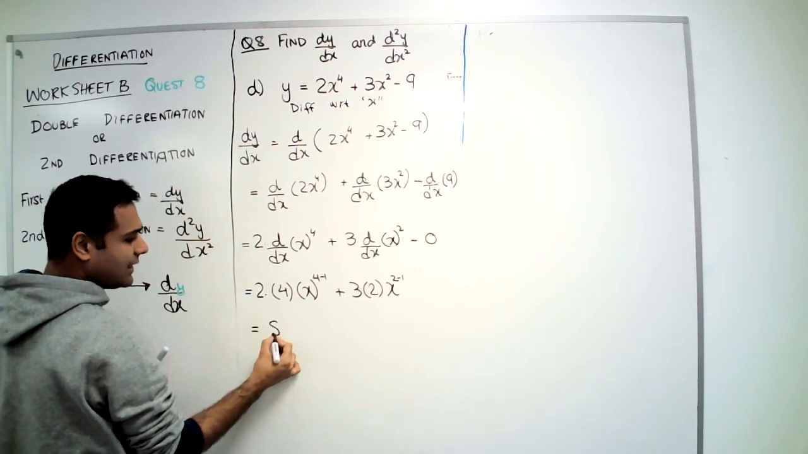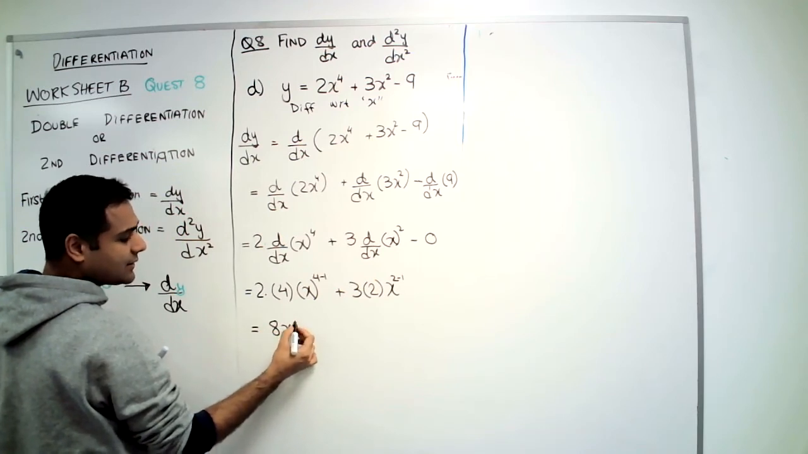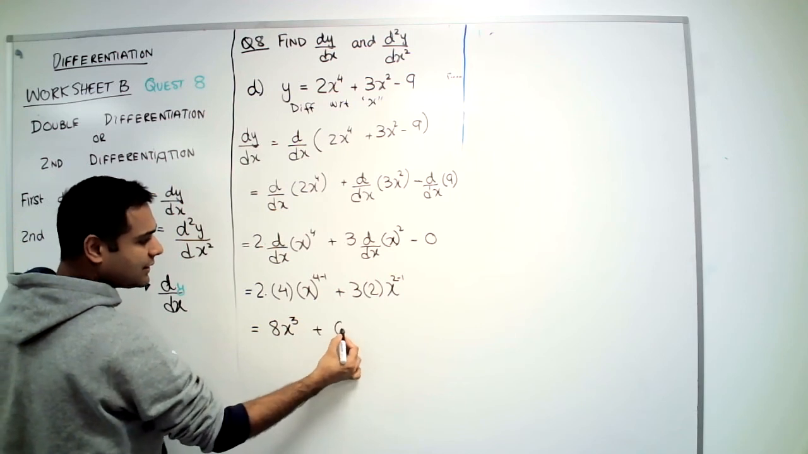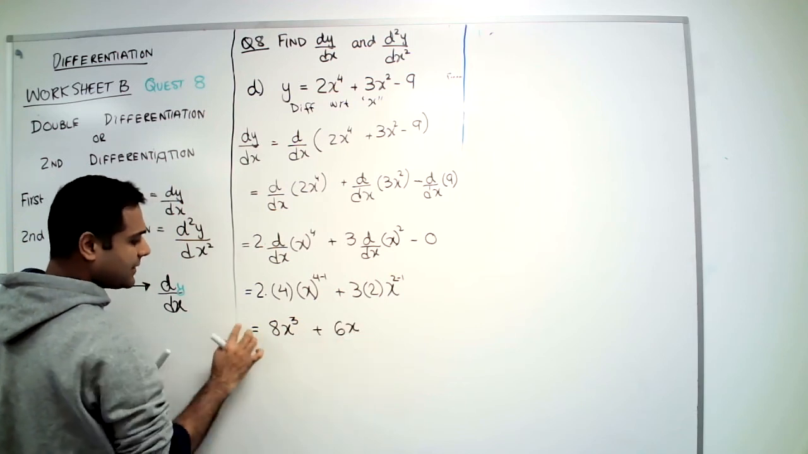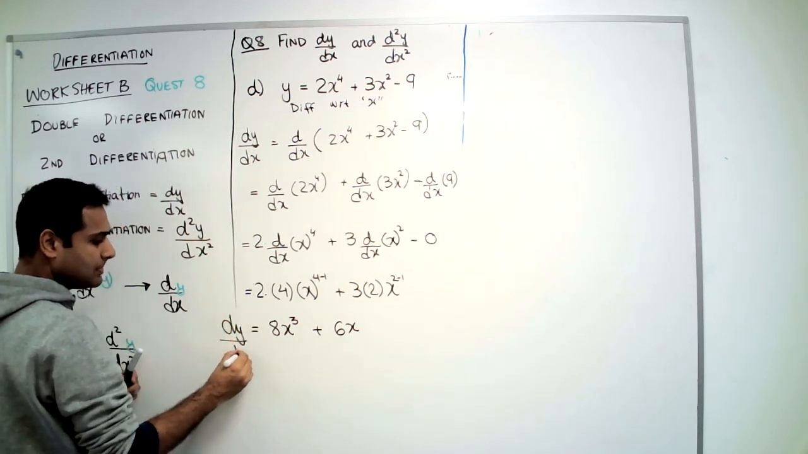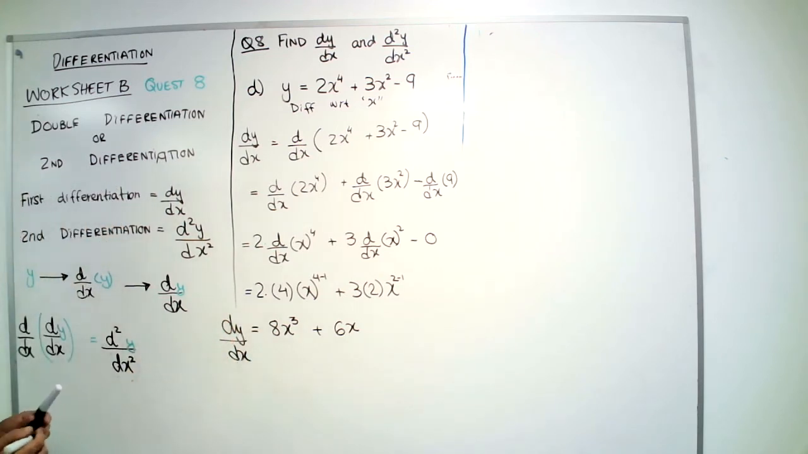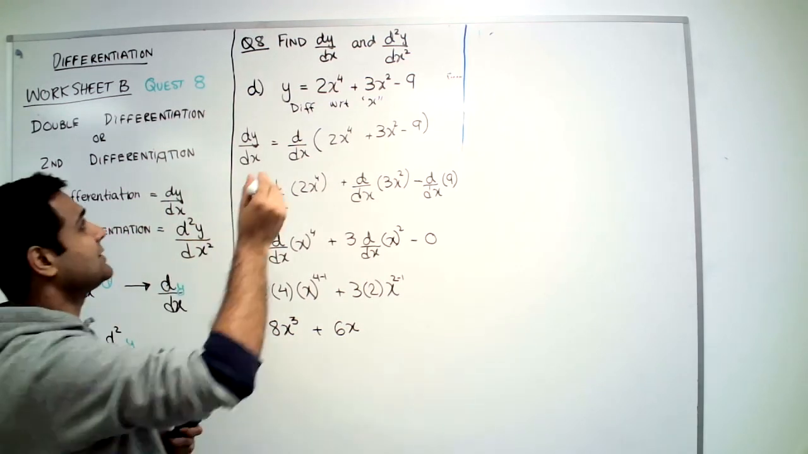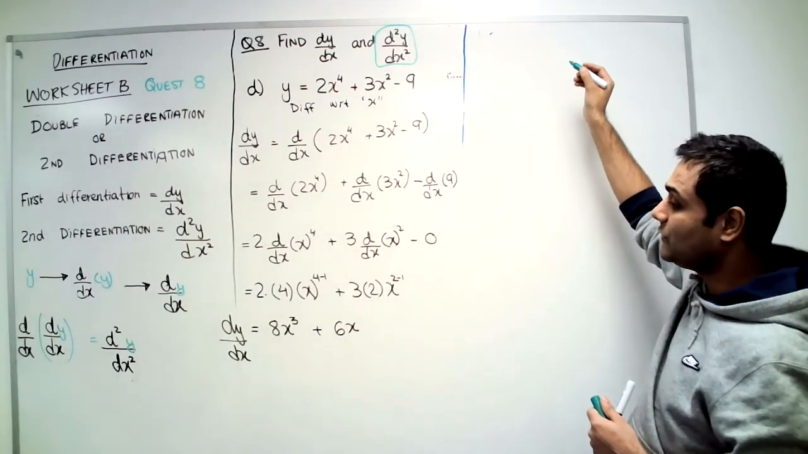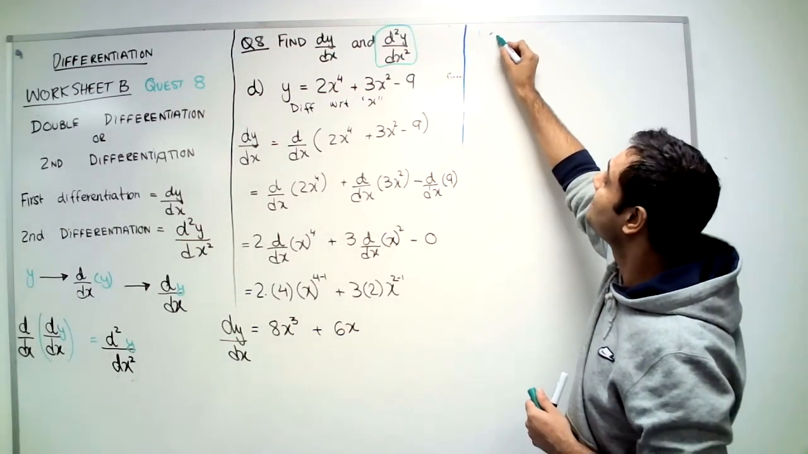That becomes 8x cubed plus 6x. Now this is your first differential. Now the question is to find the second part, which is that part. So we need to find this part as well. So now we need to differentiate again.